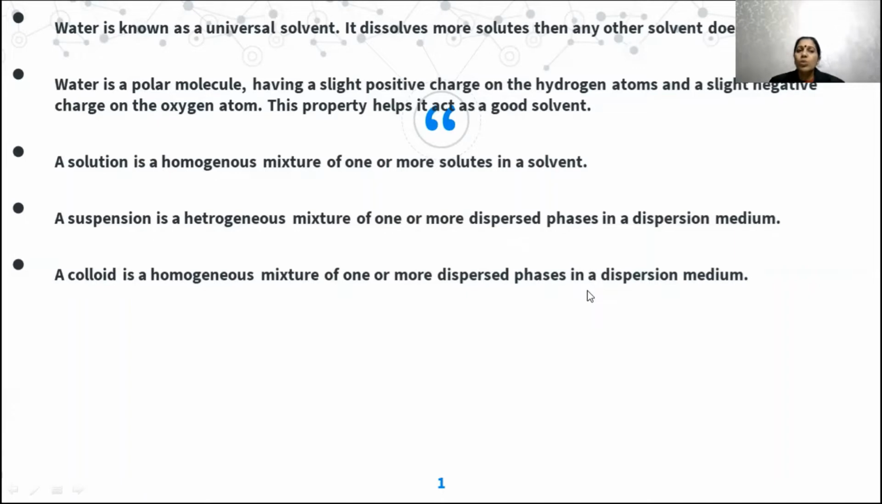Then a solution is a homogeneous mixture. In the same topic, we already discussed solution, suspension, colloid, etc. The first one is a solution. A solution is a homogeneous mixture of one or more solutes in a solvent. A suspension is a heterogeneous mixture of one or more dispersed phases in a dispersion medium. A colloid is a homogeneous mixture of one or more dispersed phases in a dispersion medium. So this is the difference between solution, suspension and colloid. Now we are going to the next topic.